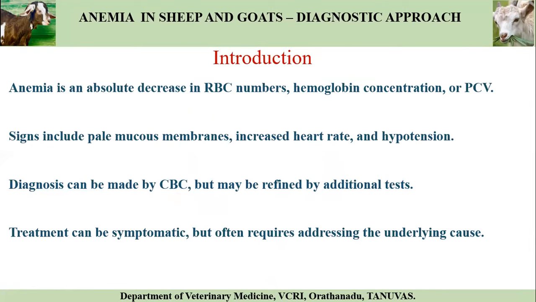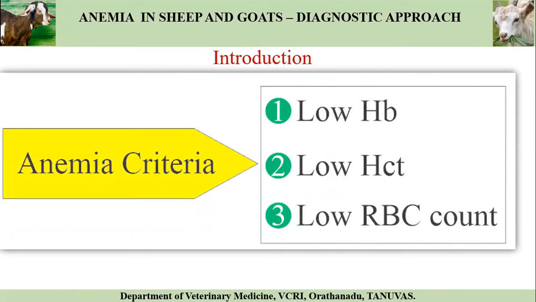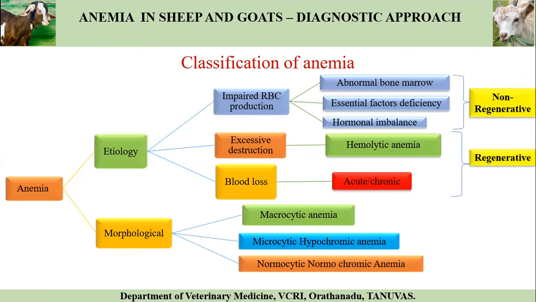In short, we can characterize anemia as low hemoglobin, low hematocrit, and low RBC counts in the patients. So, moving to the classification of anemia, we can classify anemia based on etiological cause and morphological characteristics of RBCs. Under etiology, anemia may be produced by impaired RBC production, excessive destruction, or blood loss.